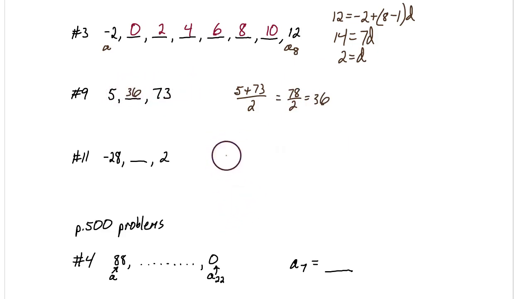Let's do number 11 in the same way. -28 plus 2, all divided by 2. So this is -26 divided by 2, which is -13. That's the number that's right in the middle.